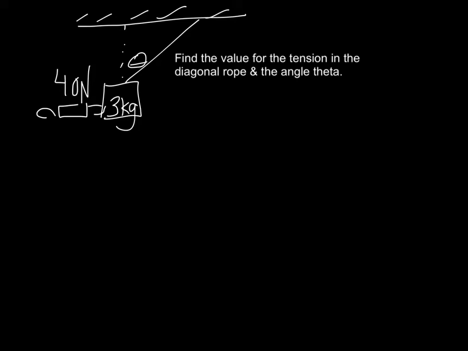Some of the students were having issues with a problem similar to this, so find the value for the tension in the diagonal rope and the angle theta. This is the angle theta, here's the diagonal rope. Here is a spring scale that's pulling to the left at 40 newtons, so that's a tension.